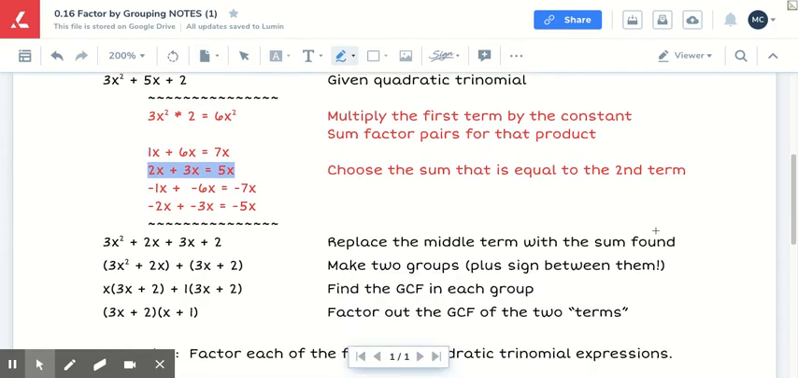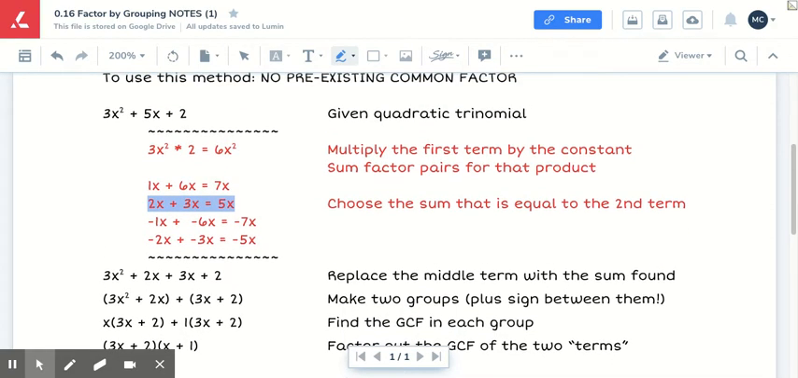Right, so there is one completely worked out example here, and we're just going to talk through it, and then we'll do a few where you can see it happening. So first we're given a quadratic trinomial. So here's our trinomial here. Your first step to use this method is to multiply together the first term and the last term. So 3x squared times 2, and we get 6x squared.